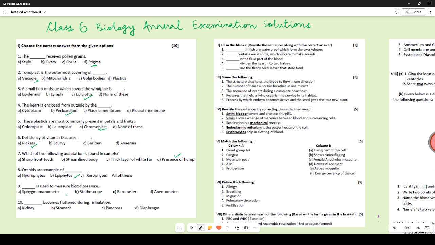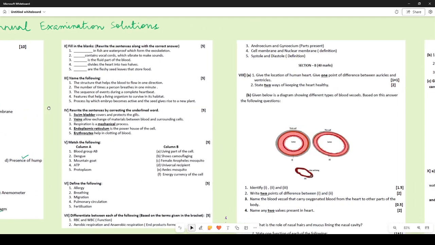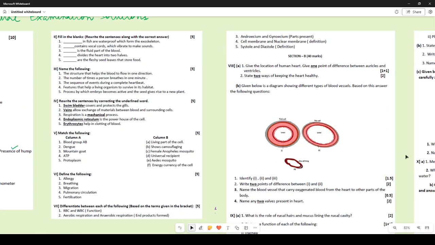Dash is used to measure blood pressure. This is sphygmomanometer. Okay. Dash becomes flattened during inhalation. This is diaphragm. Okay. Now let us move to the next part, which is fill in the blanks.